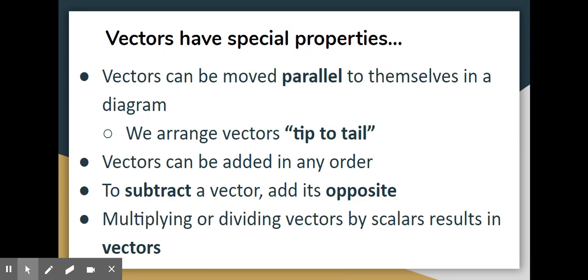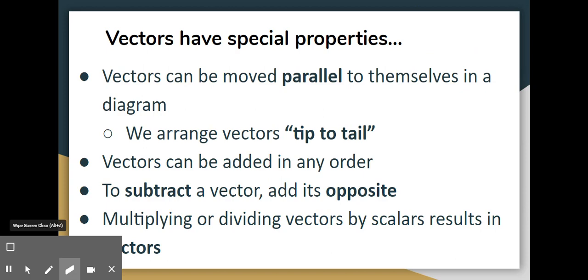Vectors have very special properties. They can be moved parallel to themselves in a diagram, which is handy. So you can kind of move them around however you would like. So let me draw an example of that. If I have a vector here and a vector here, I can draw this one at the bottom up here, and that is okay. So we can draw them parallel to each other, which is cool.